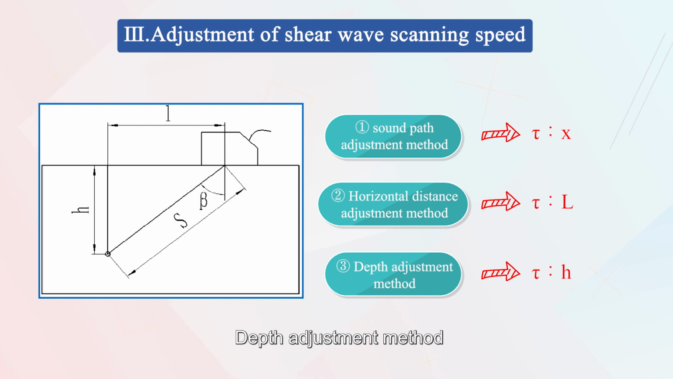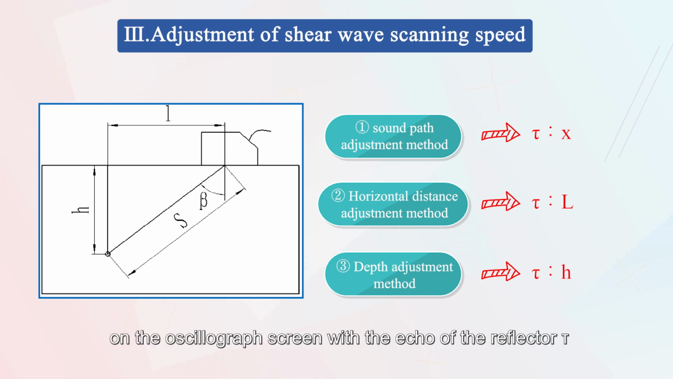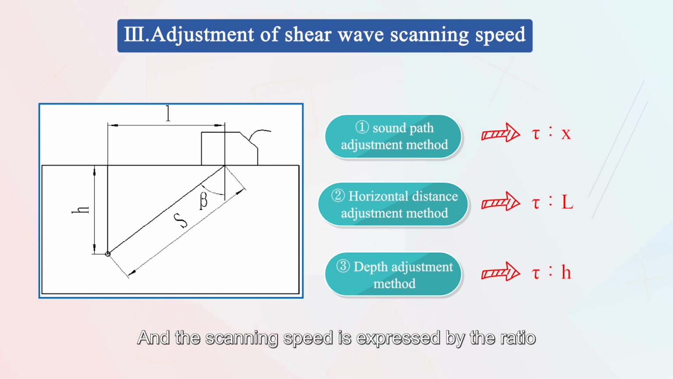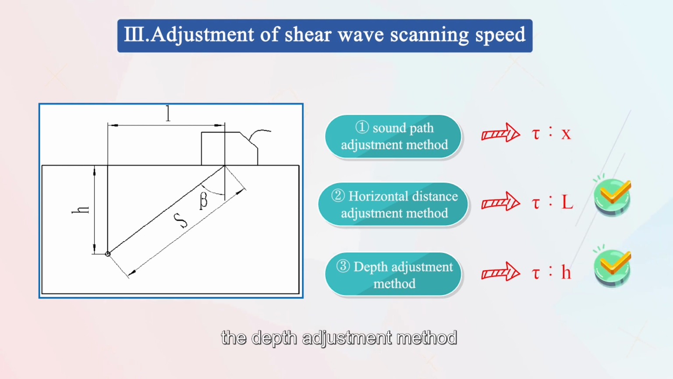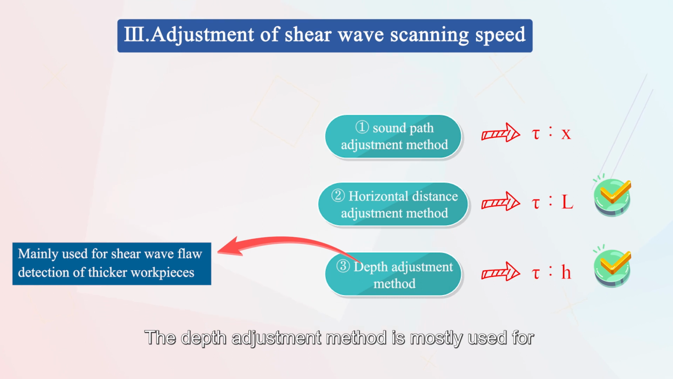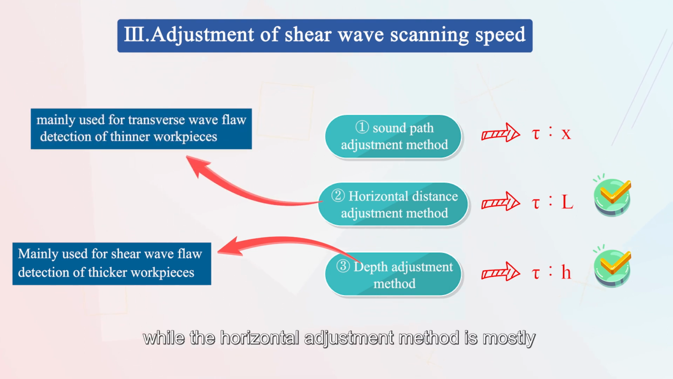Depth adjustment method refers to representing the scanning speed by the ratio of the horizontal scale value of the reflector echo on the oscillograph screen to the depth value of the reflector. Among the above three methods, the depth adjustment method and the horizontal distance adjustment method are more commonly used. The depth adjustment method is mostly used for S-wave flaw detection of thicker workpieces, while the horizontal distance adjustment method is mostly used for S-wave flaw detection of thinner workpieces.